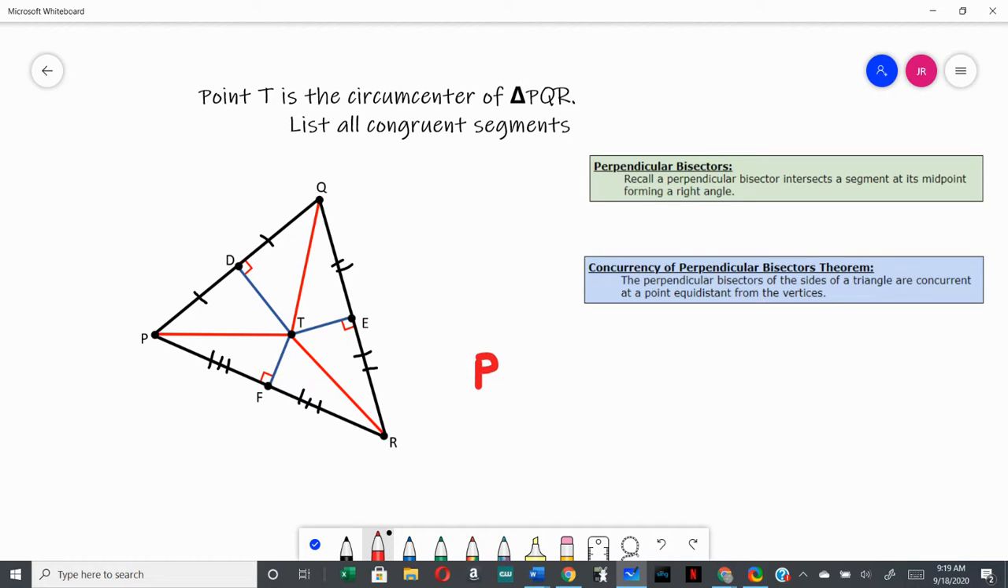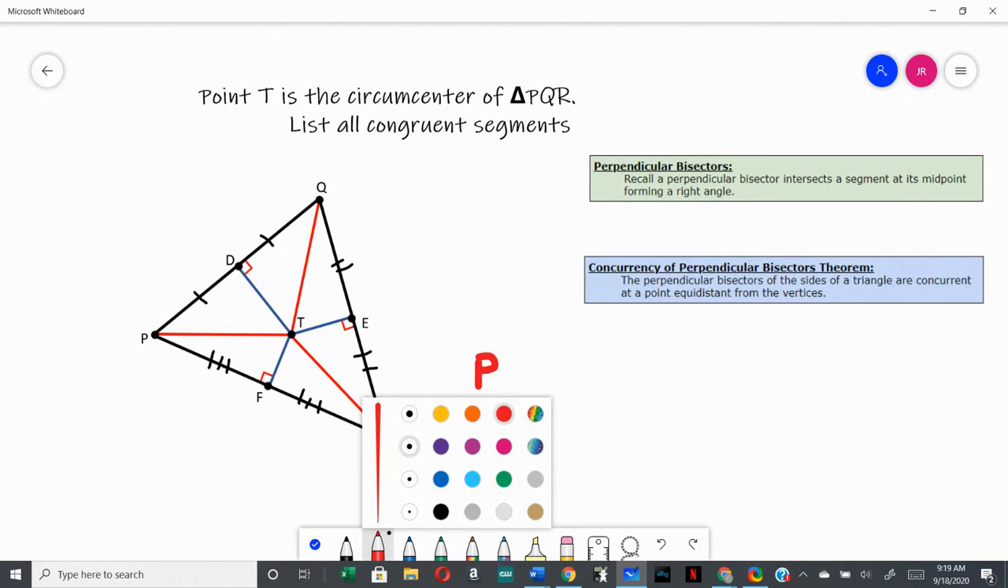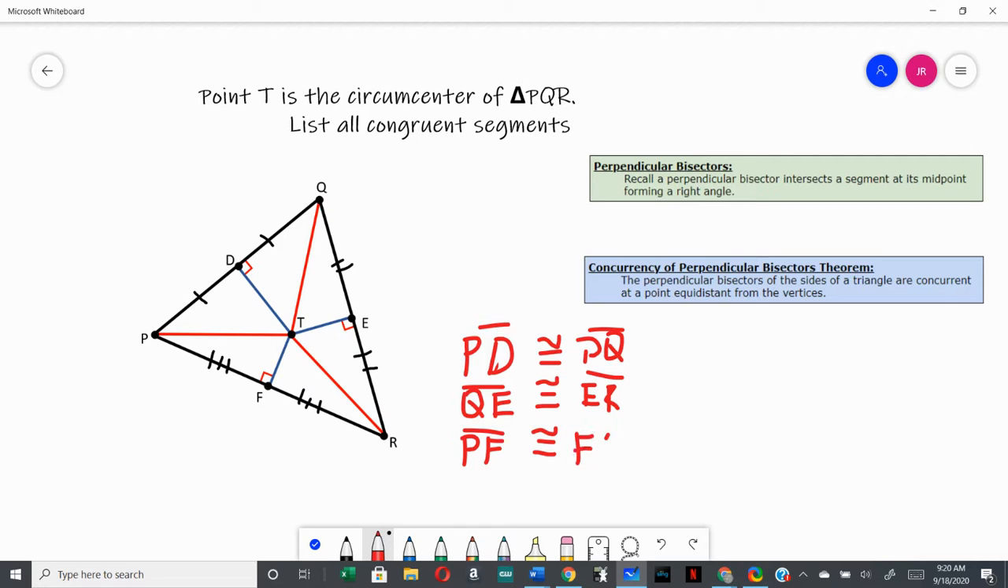So right here we got PD congruent to, using correct notation, DQ. Then go all the way around and list those. QE congruent to ER. Keep going, go around. And we got PF congruent to FR. So those are the ones around the outside.